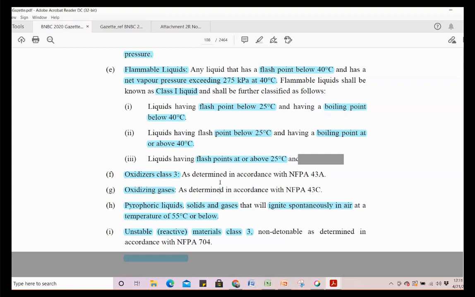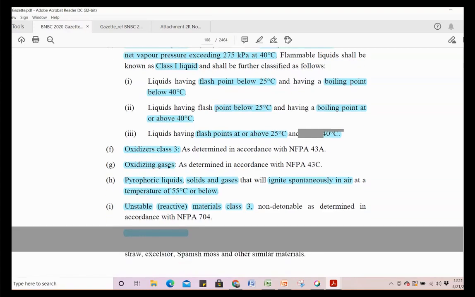Oxidizers class 3, a particular type of oxidizer, has been referred to another code, NFPA of USA, and a particular section of that. So for oxidizer class 3, it is referred to that code. Oxidizing gases are determined in accordance with NFPA 43C, again referred to another code. So this referencing continues. It can be referred to this code, to this particular part, to other parts, or even to other international codes as well.